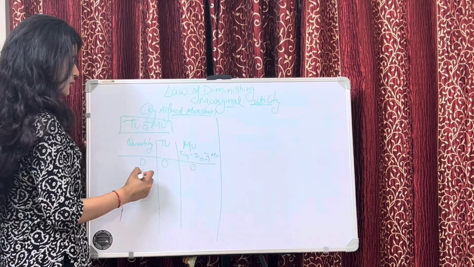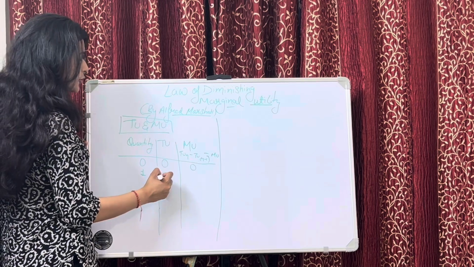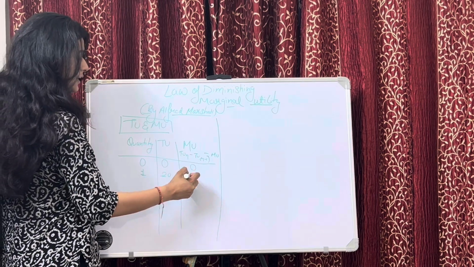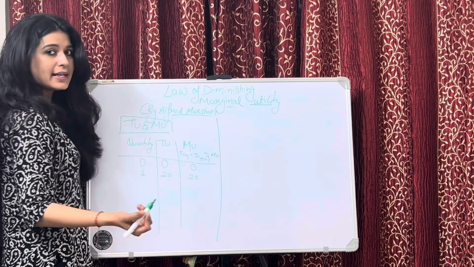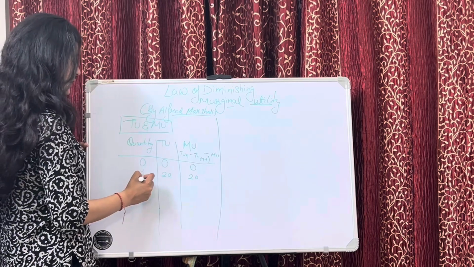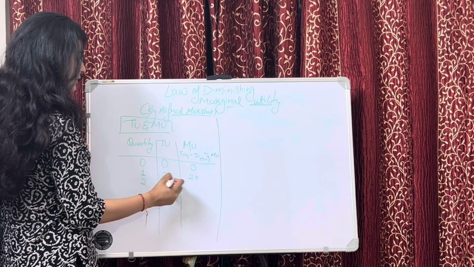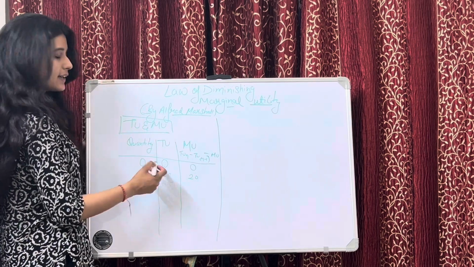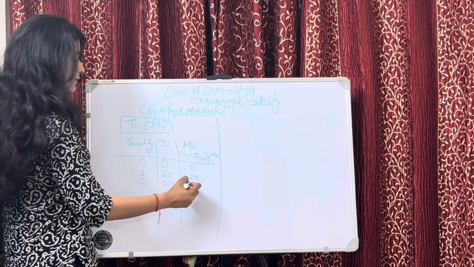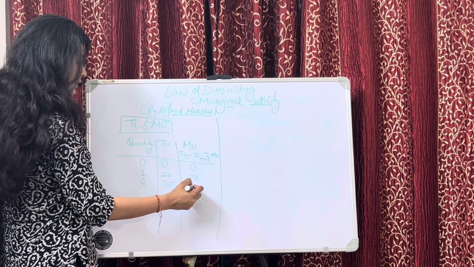Here suppose you are consuming one quantity, your total utility is 20, and here also your marginal utility will be 20. Now you're consuming the second unit, so your total utility will become 35 and your marginal utility will be 35 minus 20. That becomes 15, right? 15.